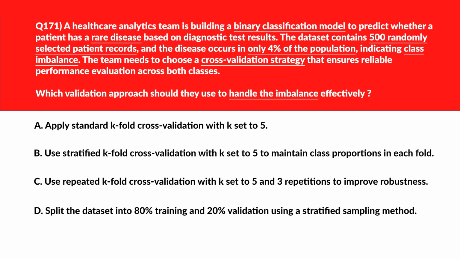Alright, let's look at this question. This is all about handling imbalance. Option A says apply standard k-fold cross-validation with k set to 5. Standard k-fold may produce folds with no positive cases due to class imbalance.